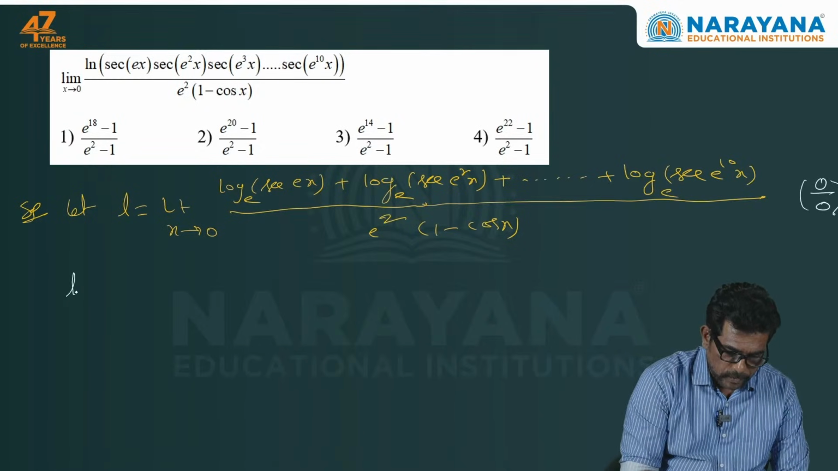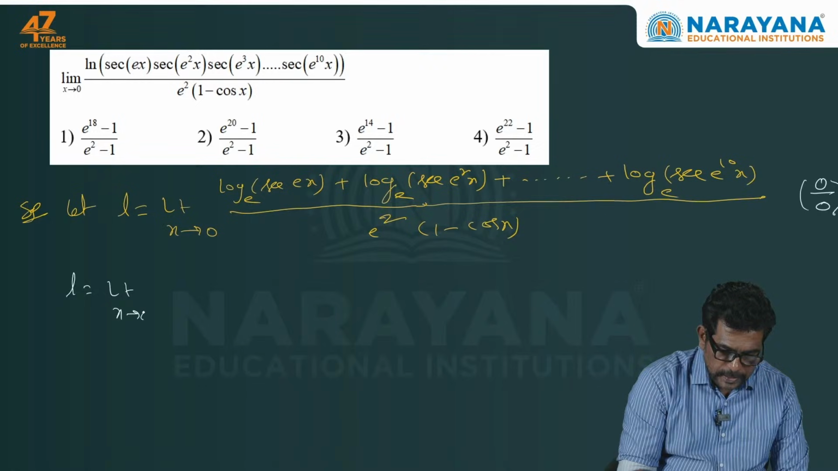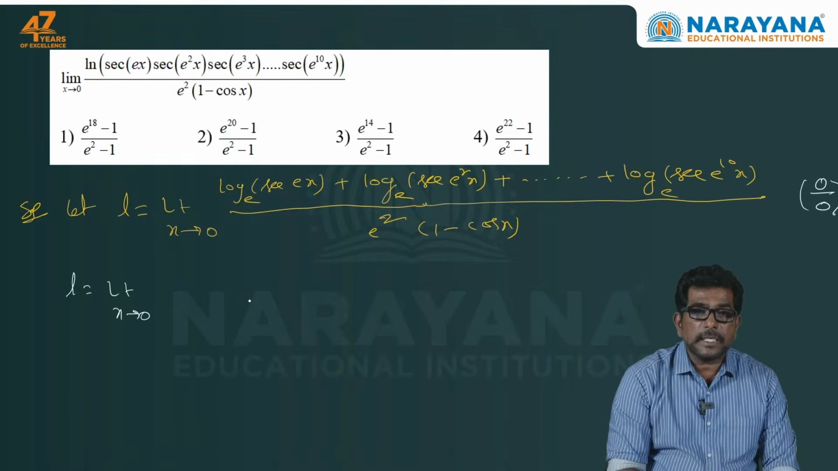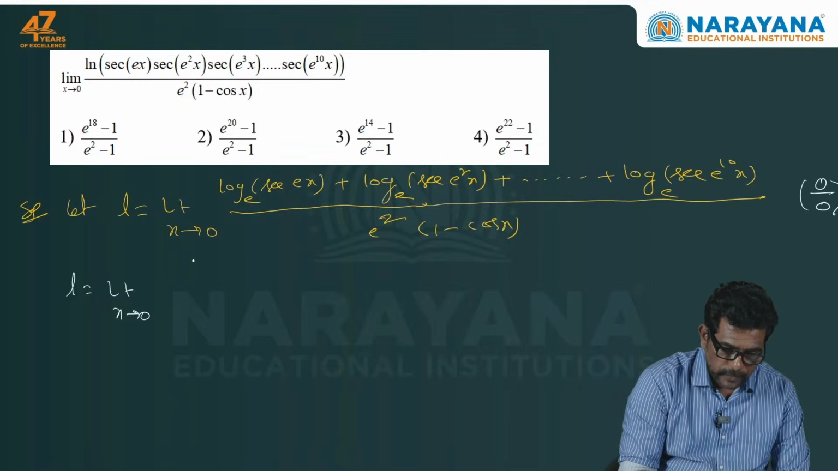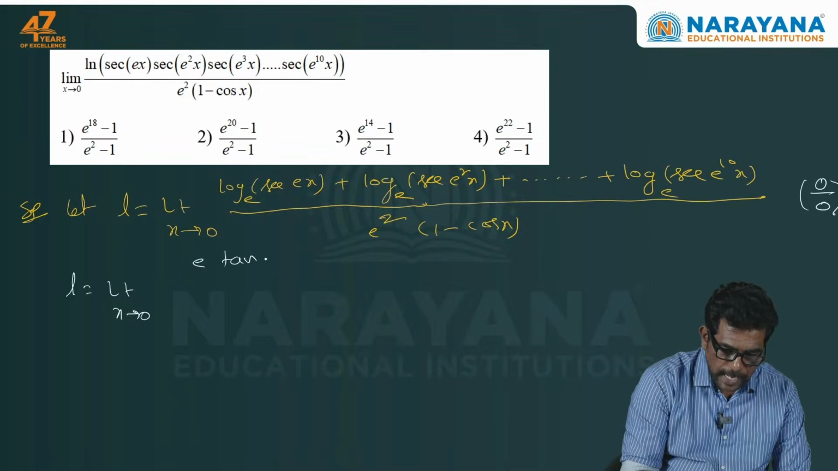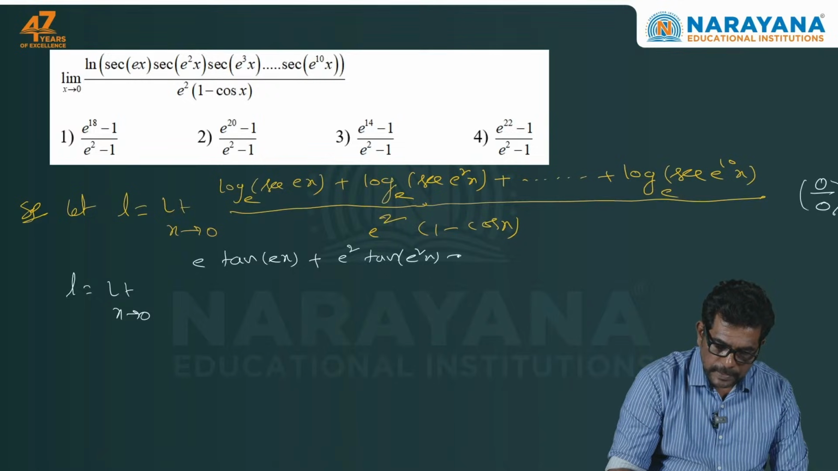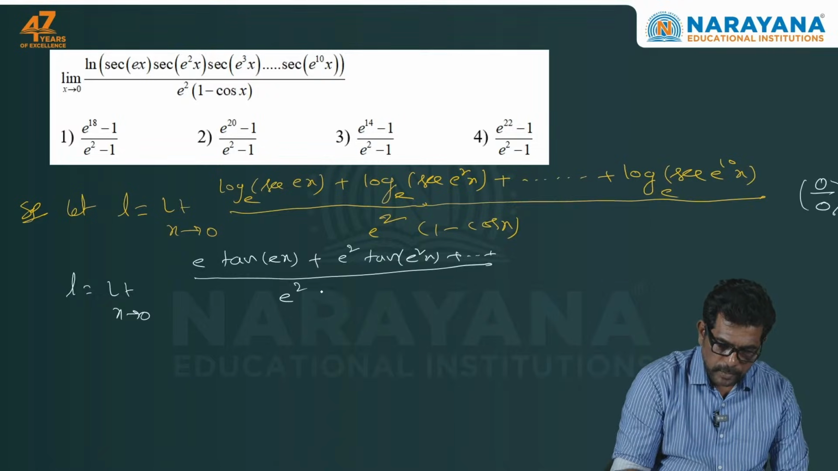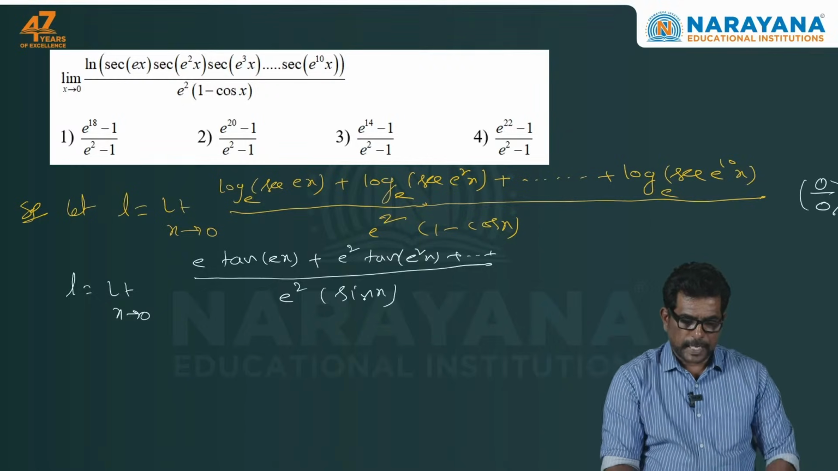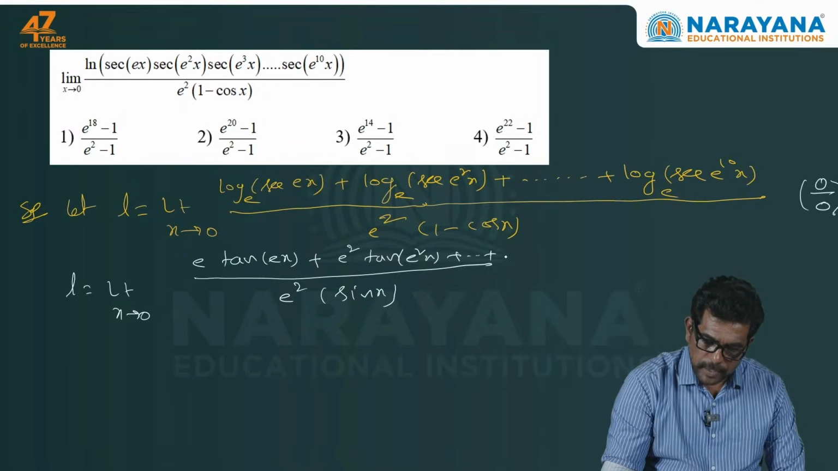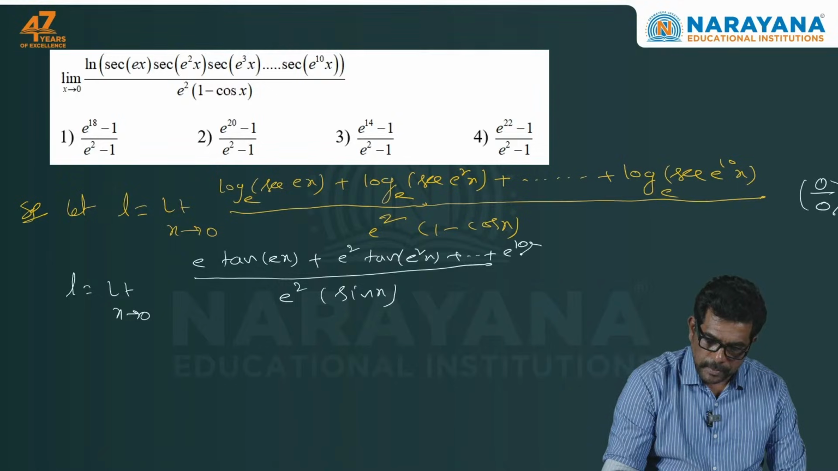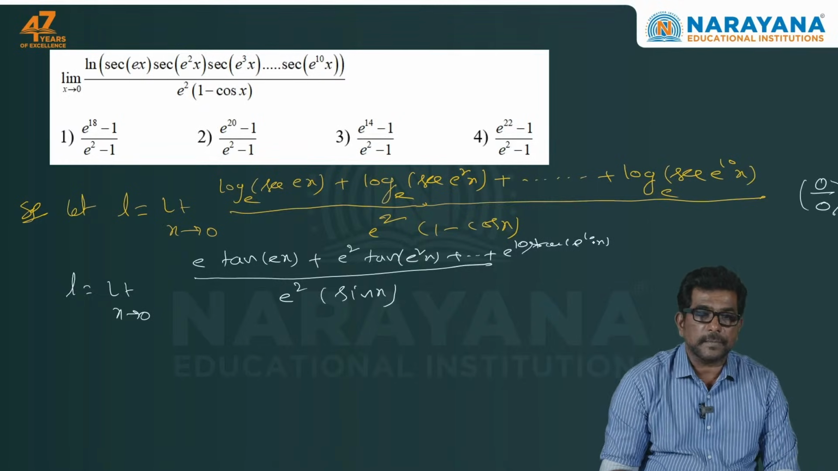That is, L is equal to, applying the L'Hopital rule, limit x tends to 0. Now d by dx of log of secant x becomes, as we know, e times tan ex plus e square times tan e square x plus so on, by e square into sin x, we get sin x, and so on. The last term, you know, is e to the power of 10 tan of e to the power of 10 times x.